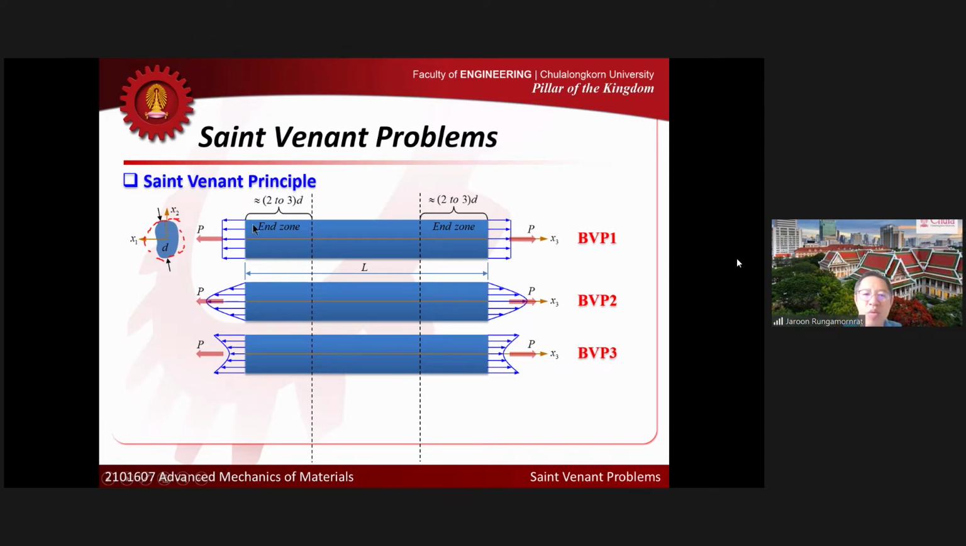So if you move far away from the end with a distance larger than or equal to 2 to 3 times the size of the cross section, now we can say that we are far away from the end zone. Let's think about that. The size of the end zone here is about 3 times d. So if the length is larger than 6 times d, we can say that the length of the body here is sufficiently large, because we will have the interior zone left in the central region. So for this particular case, the length L has to be larger than 6 times d.